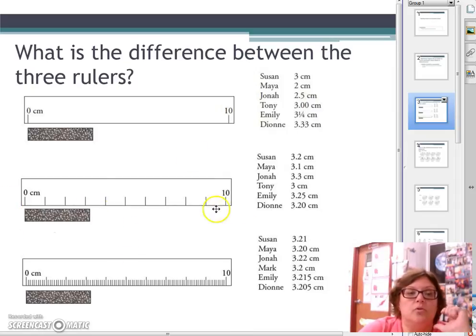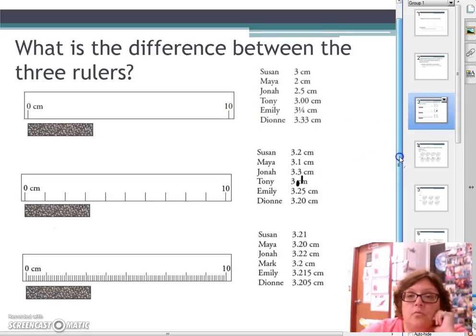The second ruler has a major graduation of 10 and a minor graduation of 1s. So we can be certain down to the 1s digit and uncertain, or we can estimate to the tenths. So here, 3.2 that Susan has said, and a 3.1 that Maya has said, and even Jonah at 3.3 would all be correct readings. Tony's reading, 3, needs an additional digit. So he would need to be 3.1, 3.2, something like that. All right, Emily and Dion have become too precise, and they cannot measure to that close.